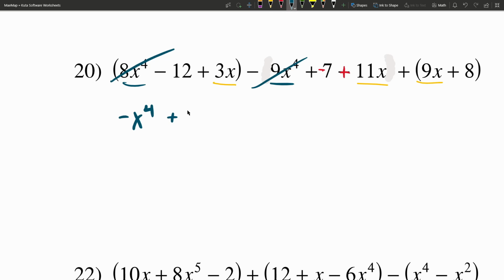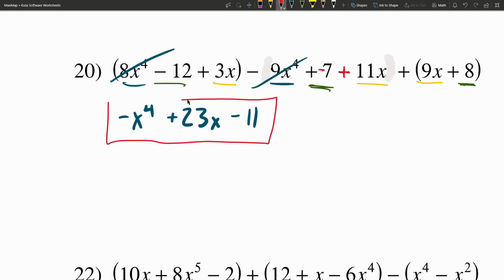So that's plus 23x. And then lastly, I have this negative 12 because it's subtracted, negative 7 since we had distributed that negative through, and an 8. So negative 12 minus 7 is going to be a negative 19, but then we're adding 8, which is going to give us a negative 11. So that 11 is going to be subtracted. There we have it, negative x to the fourth plus 23x minus 11.